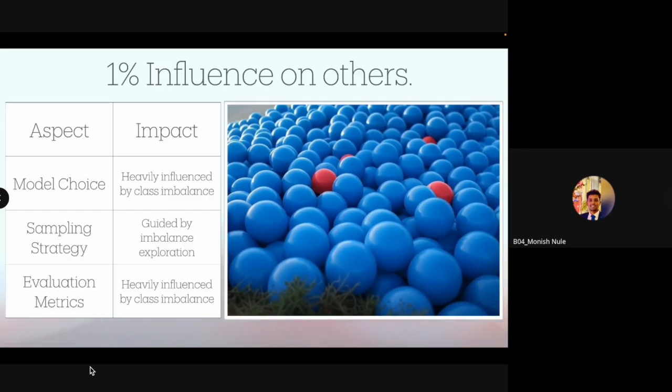As you can see, model choice is heavily influenced by class imbalance. We have seen previously the class imbalance about the amount and the actual fraud transactions. Sampling strategy can be guided by imbalance exploration, and evaluation metrics are heavily influenced by class imbalance.